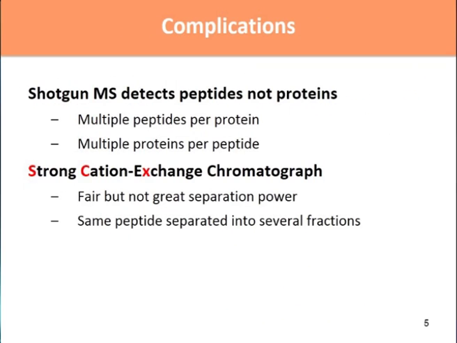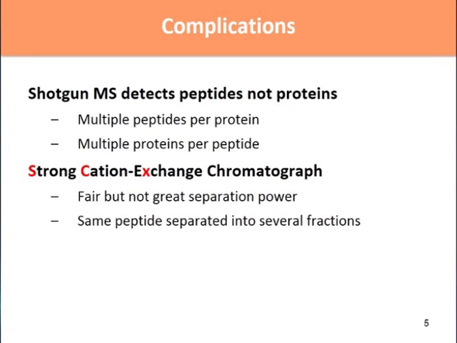And there are some complications with this. As we now know, shotgun mass spectrometry detects peptides, not proteins. We take PSMs, and then we assemble the proteins from that. Because of that, we also have this issue, as has been brought up, that a peptide could map to multiple proteins. So how do you resolve that? That's something to keep in mind.